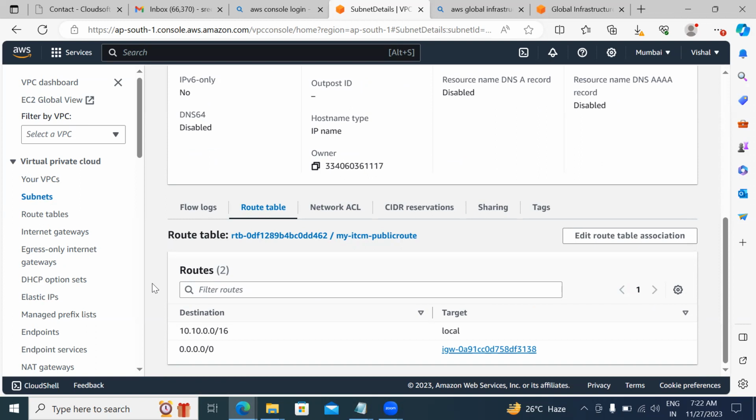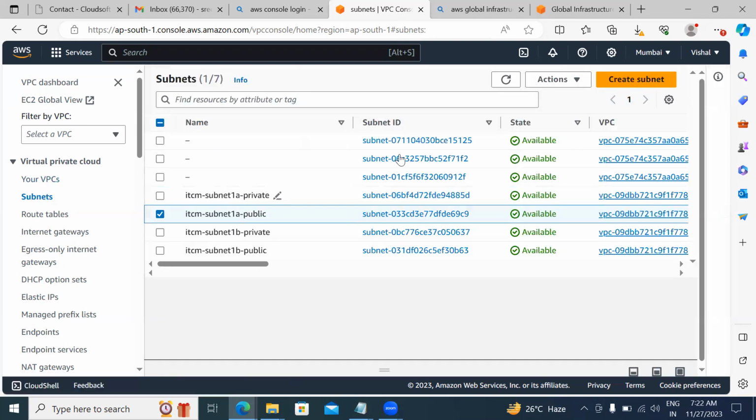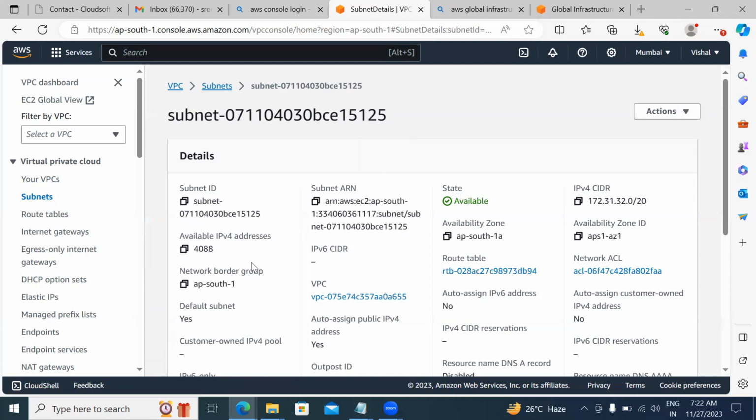First, it is showing two rules, right? Yeah, and these two rules, one is public. One default subnet we will check. This is the default subnet, right?